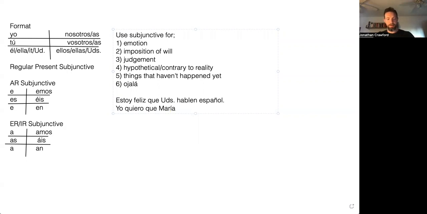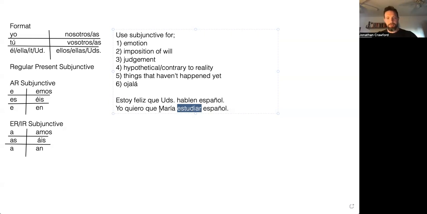María estudiar español. Yo quiero que María estudiar español. We can't leave it estudiar. That is an unconjugated verb in the infinitive form. Infinitive, unconjugated, that's 2 different ways to say the same thing. If it's unconjugated, it means it ends in an AR, an ER, or an IR. Or if it's in the infinitive, it means that it's AR, ER, IR ending, right? And so it means the same thing.